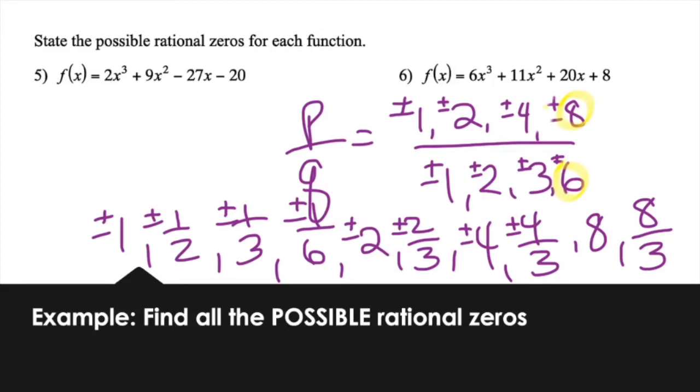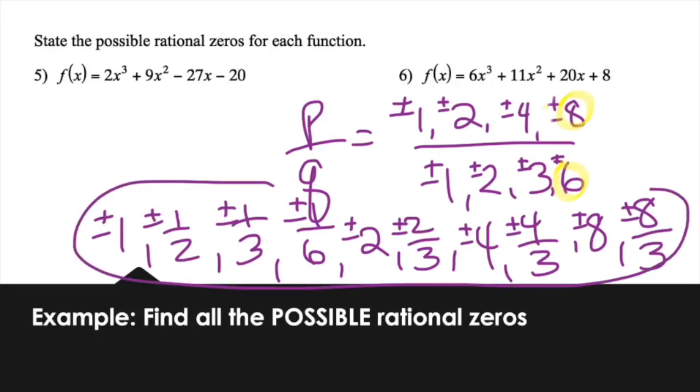So don't forget your plus and minuses of everything. And here is our answer for number 6. All the possible rational zeros. This is where it could cross the x-axis.